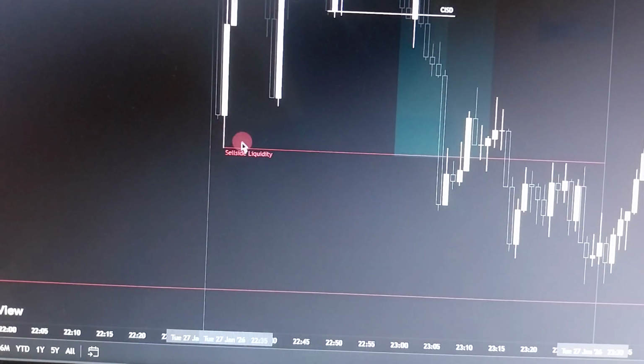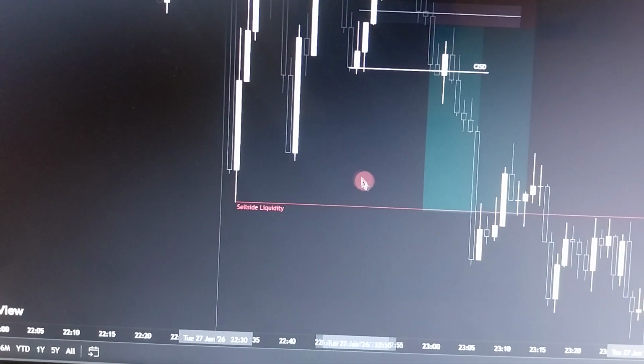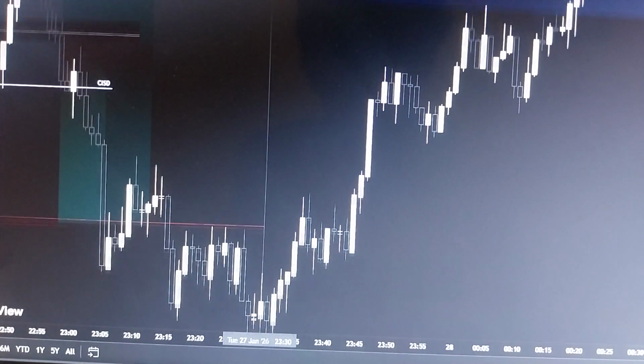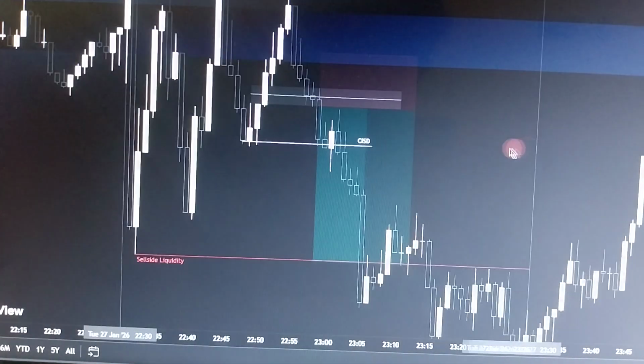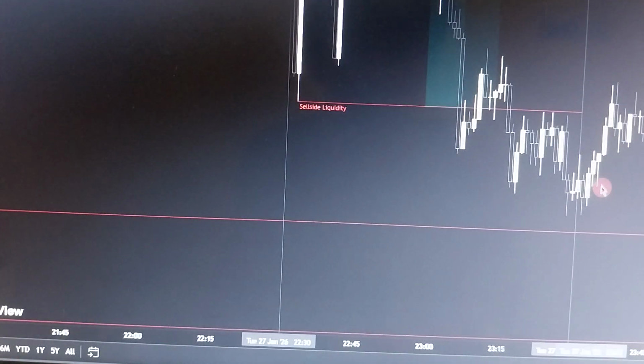Change state, newly opened low, sell-side liquidity on the New York, take out, consolidate, they just dump, and then go up again. So this is your trade right here. Trade state, inversion fair value gap, dump. Alright.